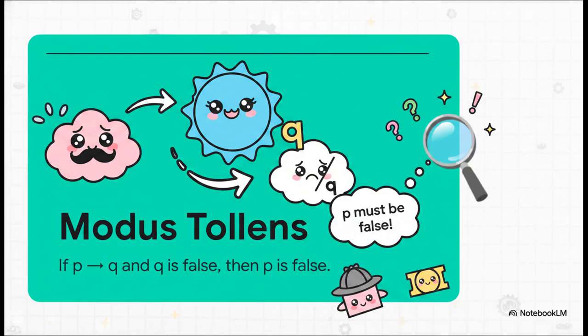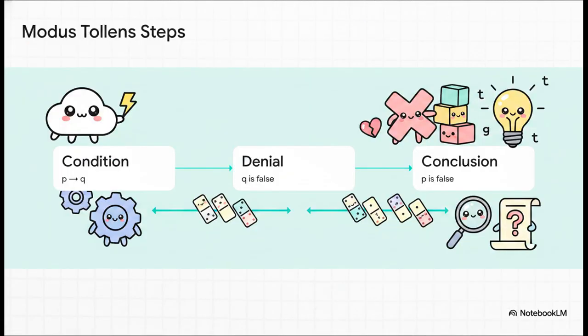Going back to our previous example, if it is raining, the sidewalk must be wet, but we step outside and the sidewalk is bone dry. The only logical conclusion we can draw from the source text is that it couldn't possibly be raining. We deduce the cause by observing the complete lack of an effect. By establishing a false outcome, we can cleanly eliminate the initial premise. In Step 1, we set the condition. In Step 2, we deny the outcome.